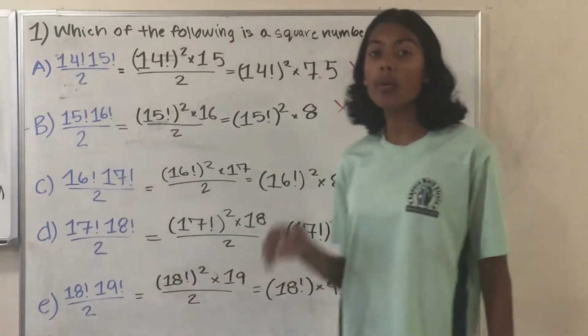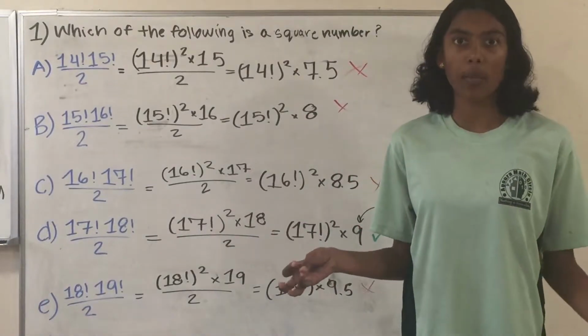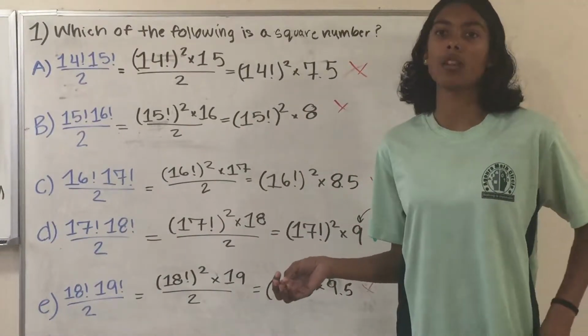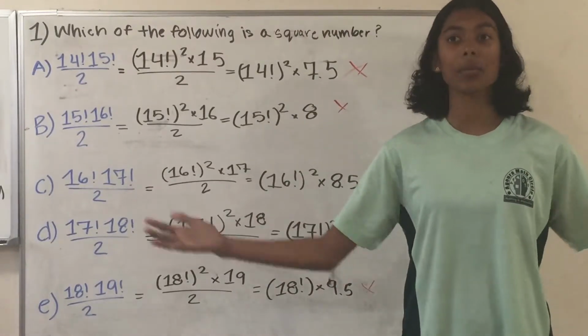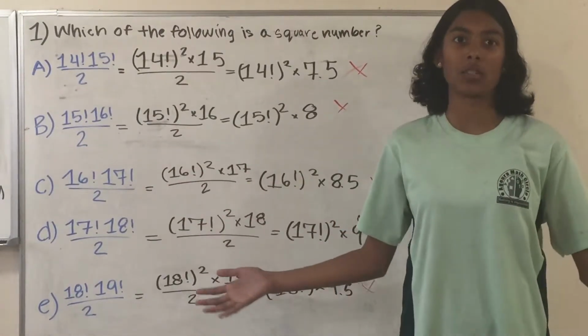So basically, what we want to find is a square number. And we can have a square number if we have one square number times another square number, because together they also make a square number.